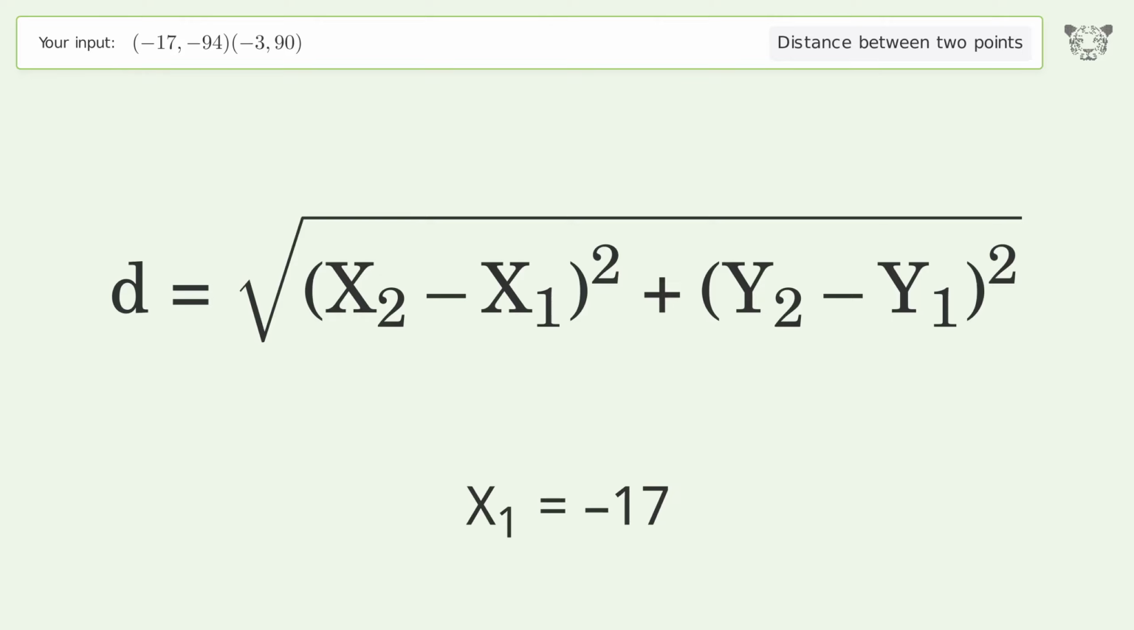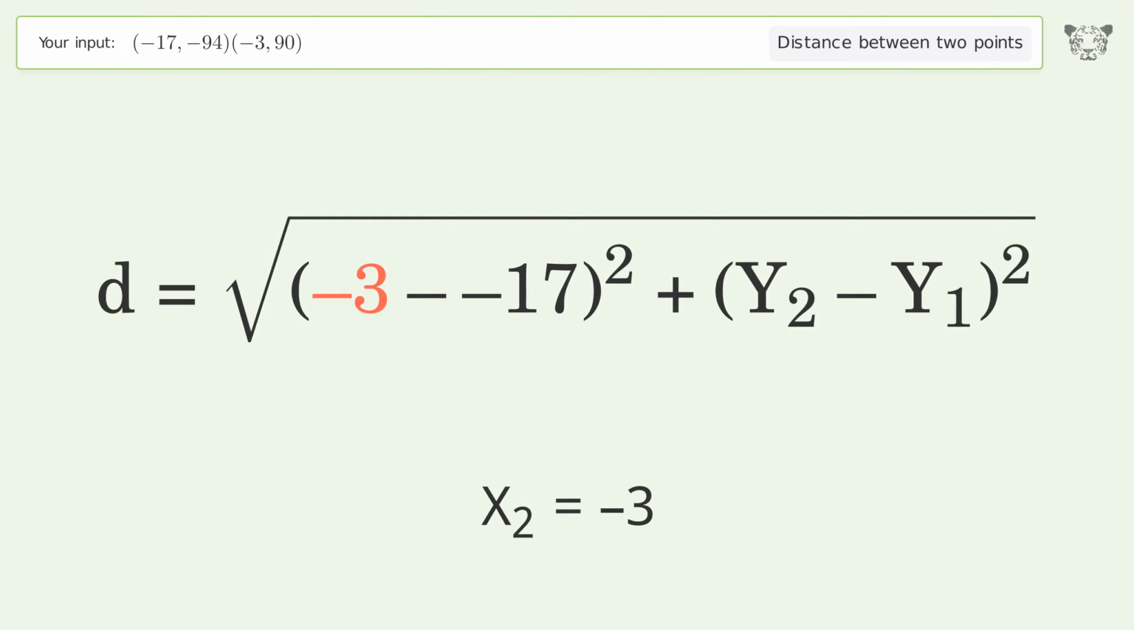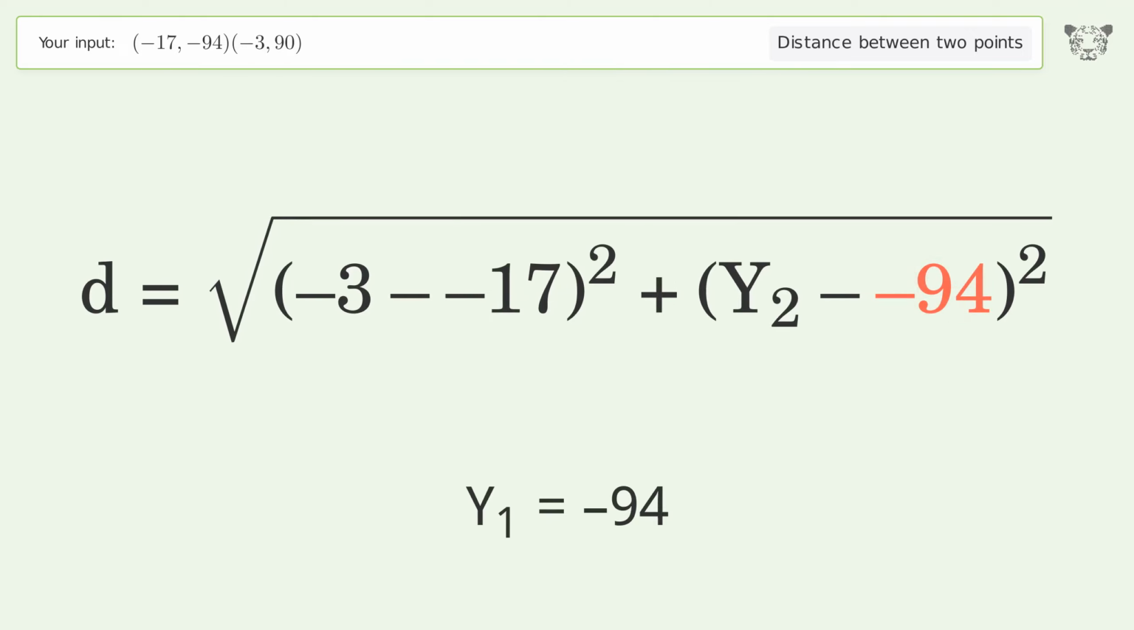x1 equals -17. x2 equals -3. y1 equals -94. y2 equals 90.